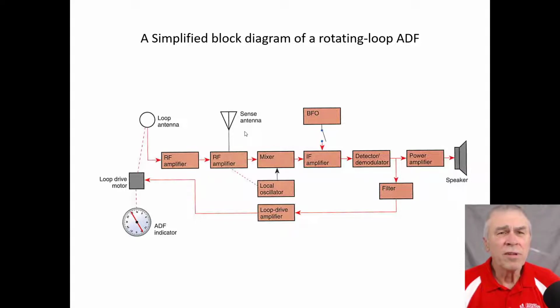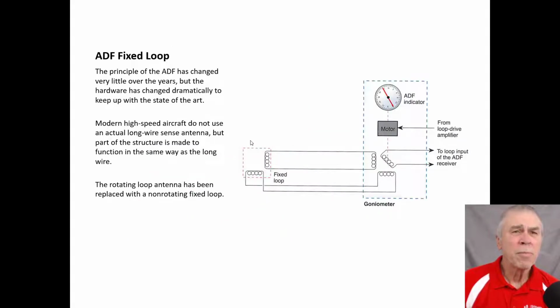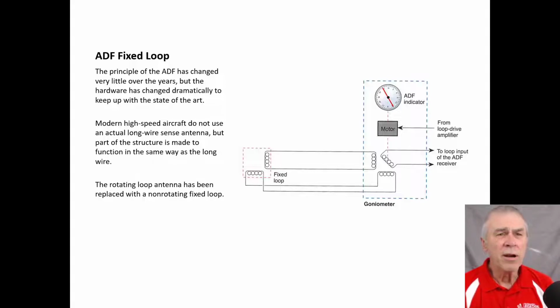A loop and a sense antenna are both tied in to the unit through their own radio frequency amplifier. That was the rotating loop. The fixed loop has changed very little over the years, but the hardware has changed dramatically to keep up with the state of the art. Modern high-speed aircraft do not use an actual long wire sense antenna, but part of the structure is made to function the same way as the long wire.